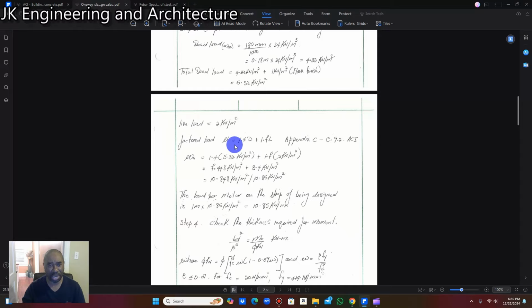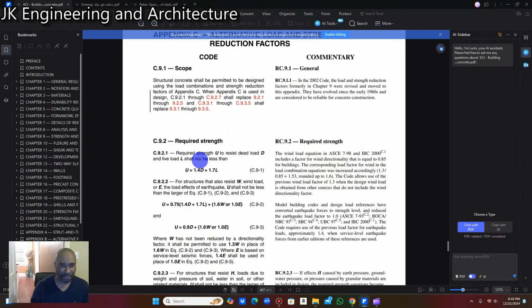All right, so we're going to factor our load now. So by factoring the load, we use 1.4 dead plus 1.6 live according to Appendix C of the ACI. And I'm going to show you where that comes from. All right, so this is where we get the factored load from. U equal 1.4 dead plus 1.7 live. So this is the required strength. So the required strength U to resist dead load D and live load L shall not be less than U equal 1.4 D plus 1.7 L. Okay, so that's where that comes from.